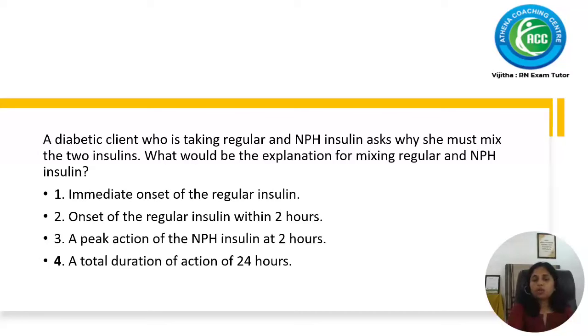The total duration of action is 24 hours. Regular insulin will have maximum action of 6 hours. The immediate action starts at 30 minutes, it peaks at 2 hours and extends up to 4 hours, and sometimes minor action will be extended for 6 hours. NPH is expected to act for 12 hours. So by adding together, the patient will have the effect of insulin for one full day.